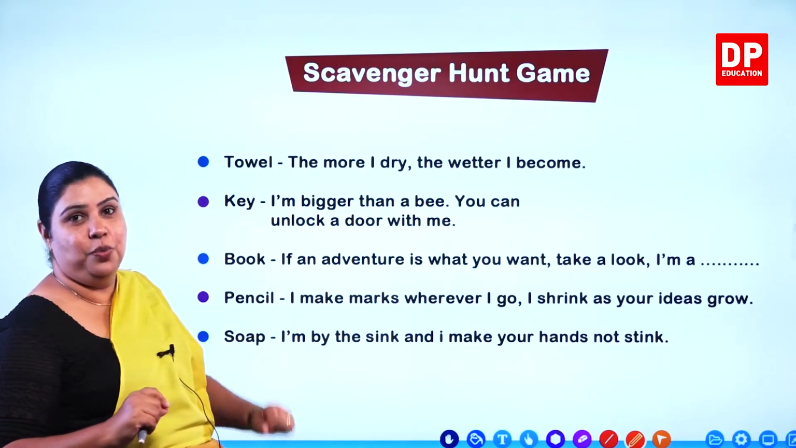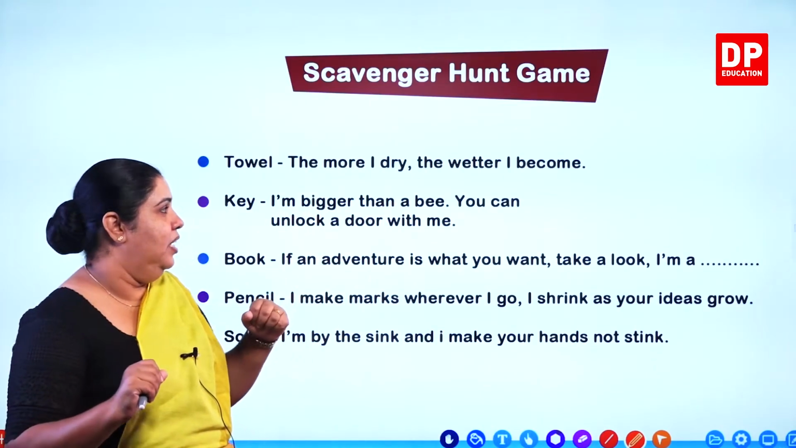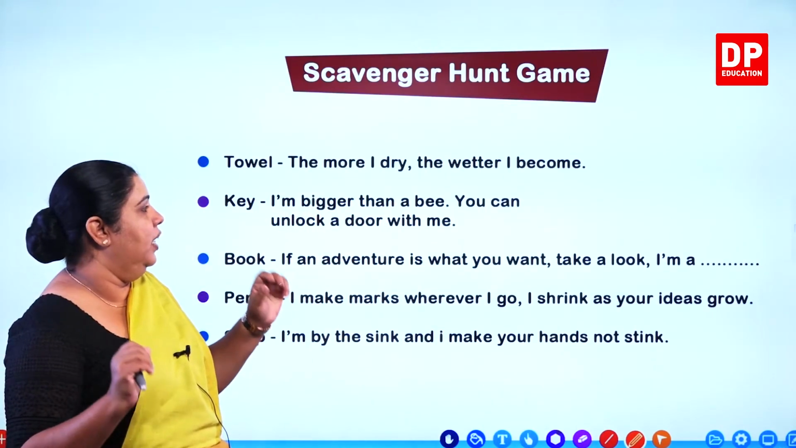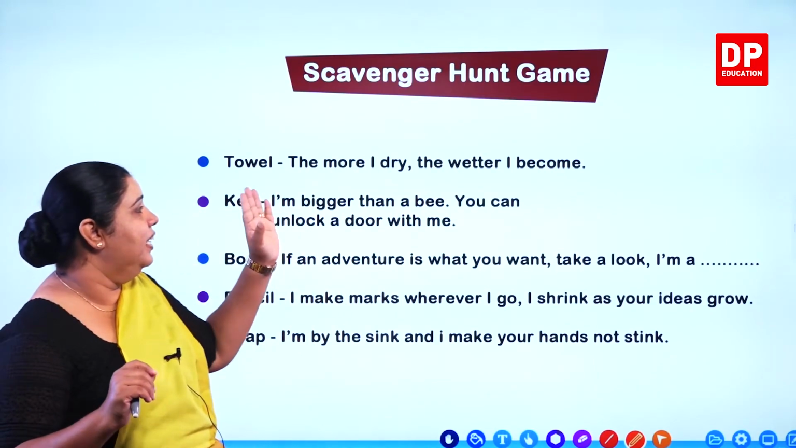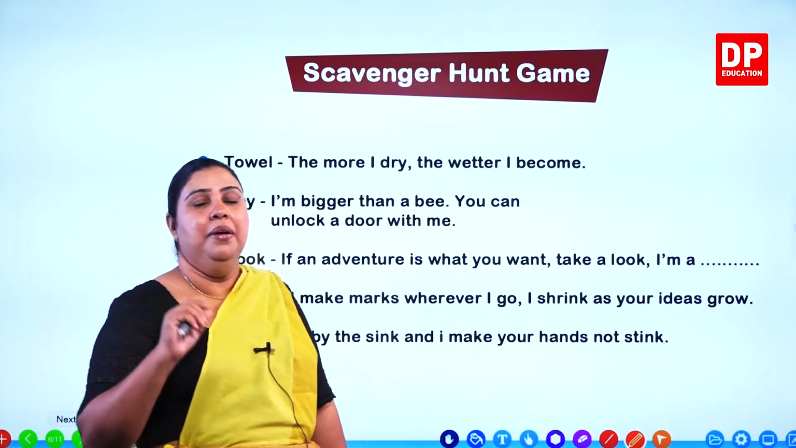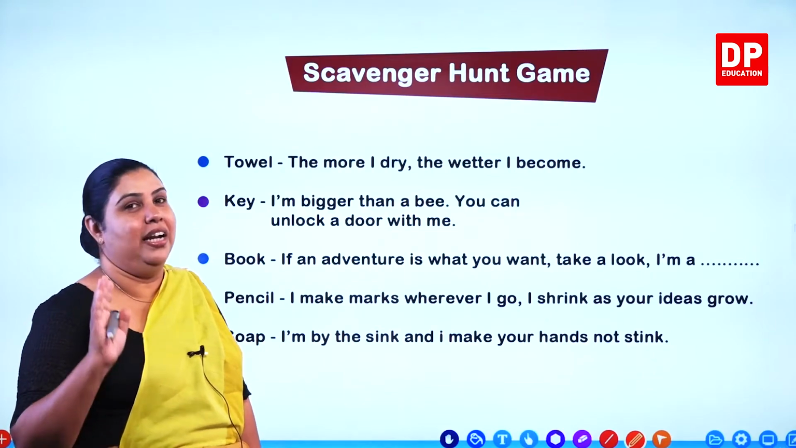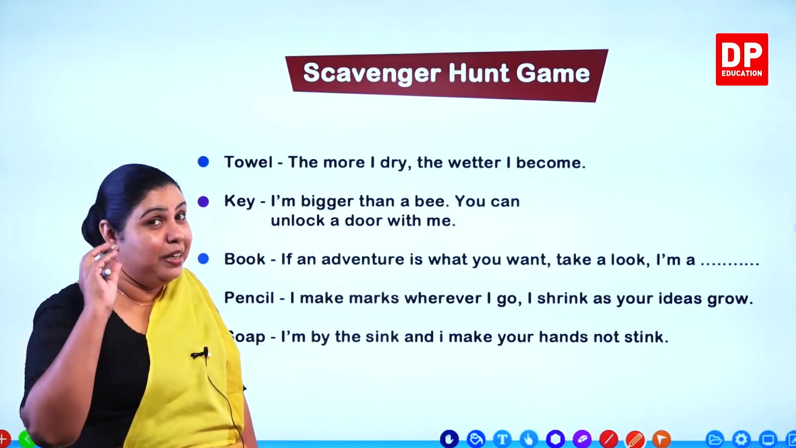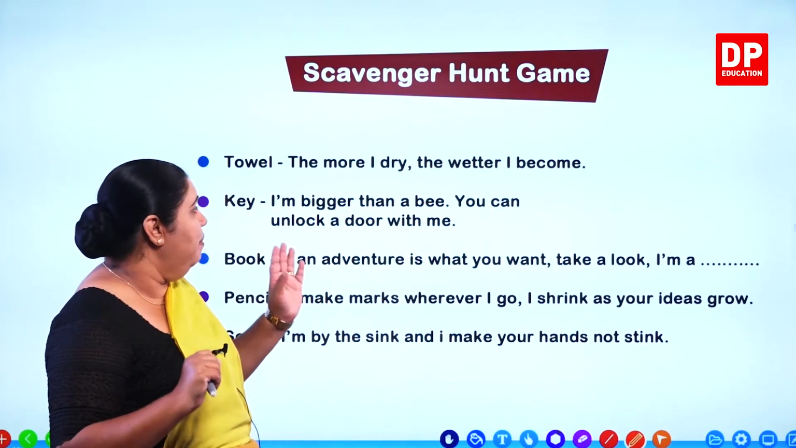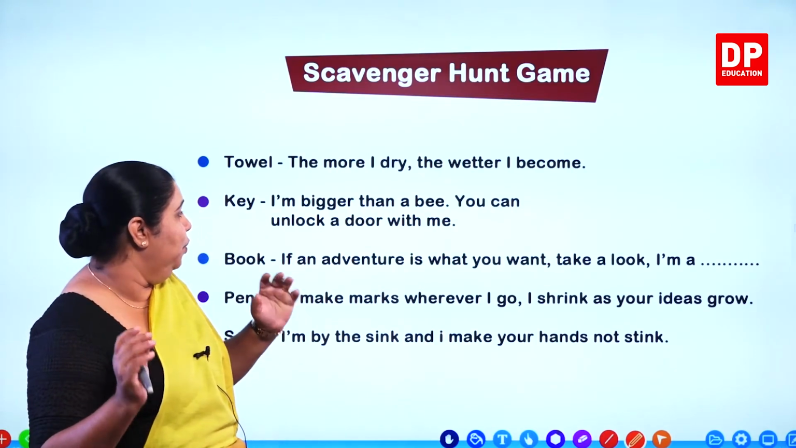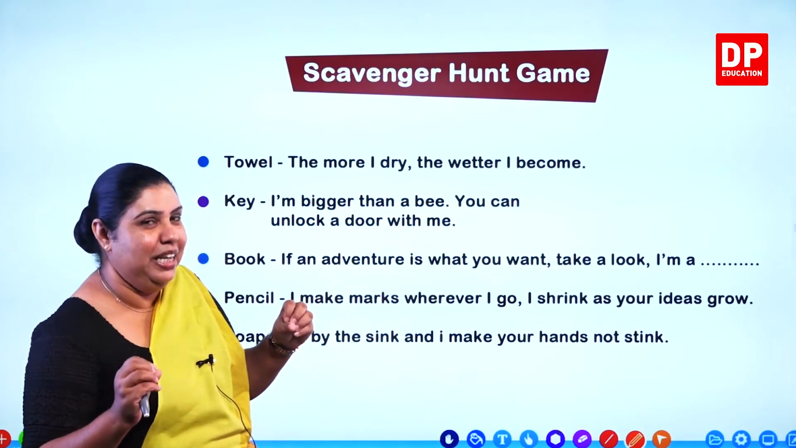Okay, then next one. I am bigger than a bee. You can unlock a door with me. Oh, look at this. I am bigger than a bee. I am bigger than a bee. Listen carefully, okay? Now there are rhyming words. There are sounds and words that sound the same. Look at them carefully. I am bigger than a bee. You can unlock a door with me. Bee, me.